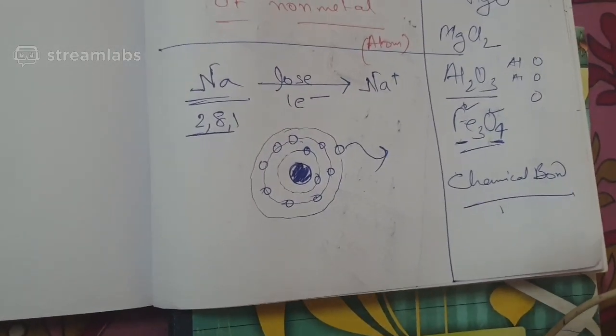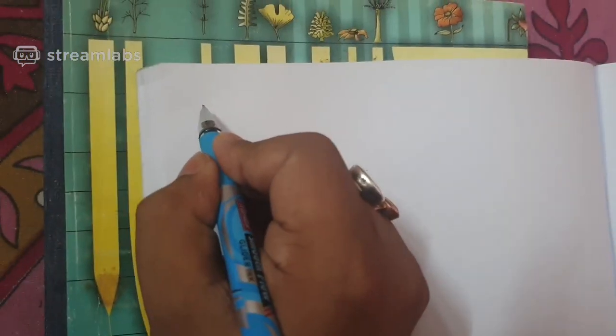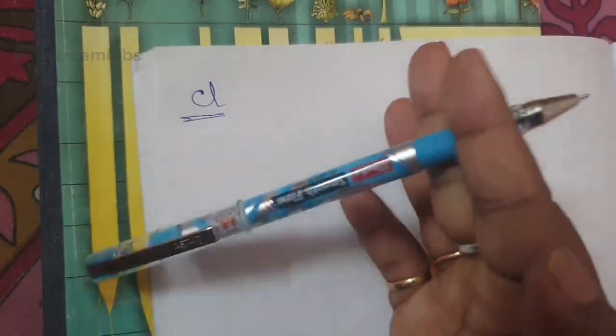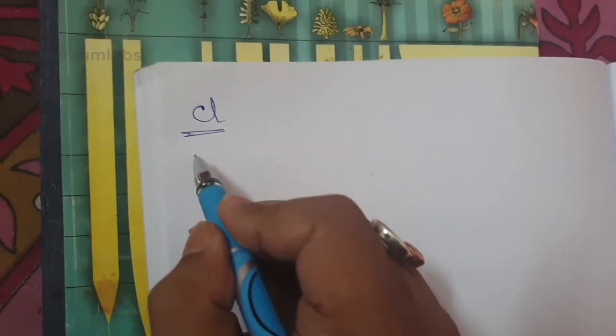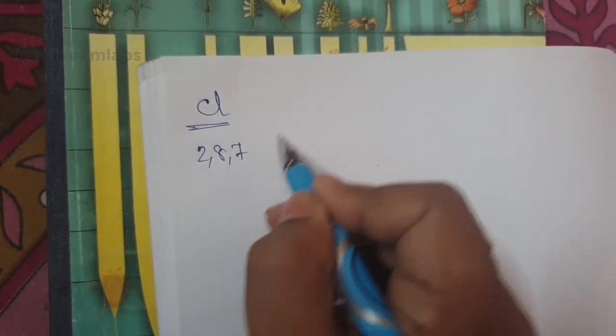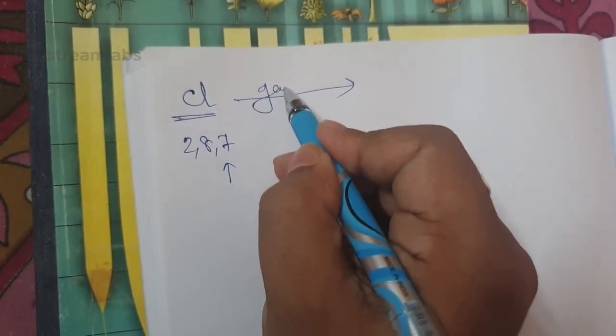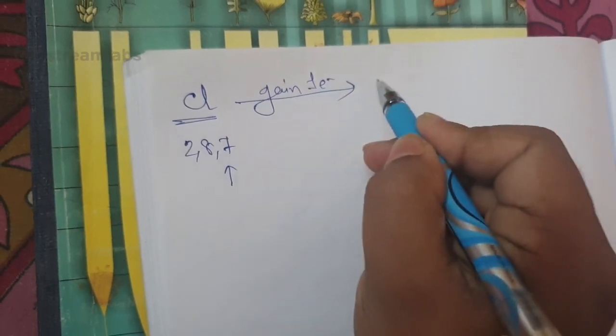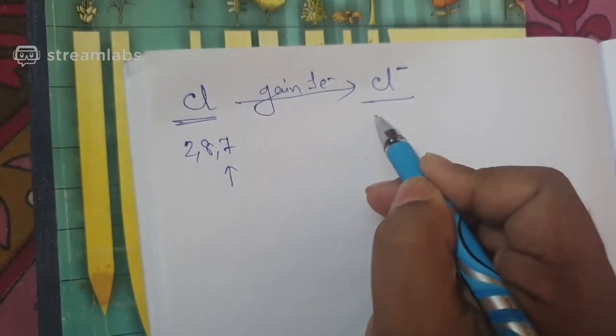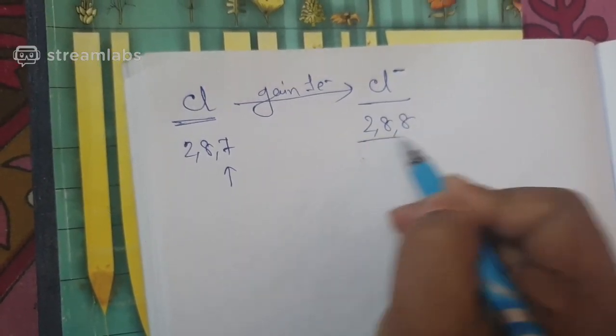Again, I will show you another element, suppose chlorine. If you count: hydrogen, helium, lithium, beryllium, boron, carbon, nitrogen, oxygen, fluorine, neon, sodium, magnesium, aluminum, silicon, phosphorus, sulfur, chlorine. It comes at 17. So, 17 means 2, 8, 7. Now it is clear that it will gain 1 electron to become Cl-. So it will become 2, 8, 8.